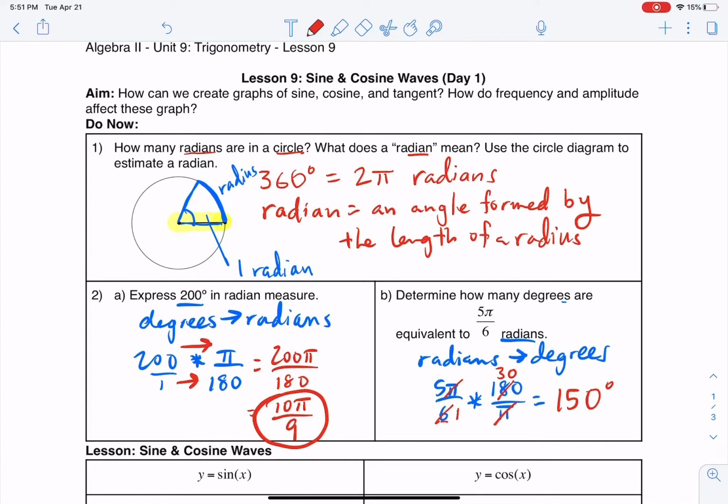Now, you would certainly get the same thing if you just multiplied straight across 5 times 180 and then divided that by 6. But this is just another way to do it.